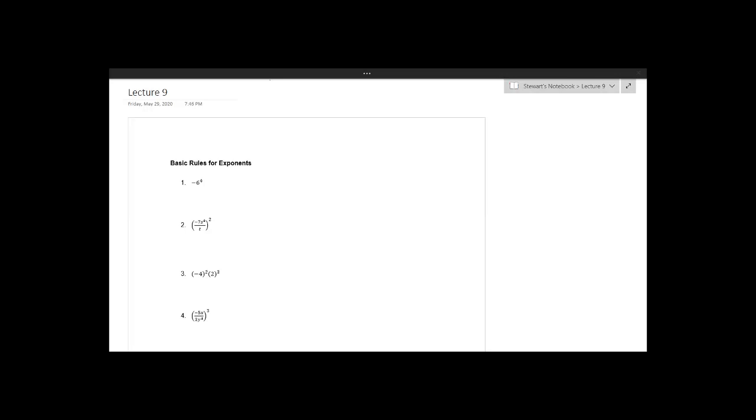Before I go through these examples, I just want to mention some general rules. When you're talking about an exponent for any number, say x cubed, like we talked about in the last lecture, this just means x times x times x. It works that way for any positive exponent.